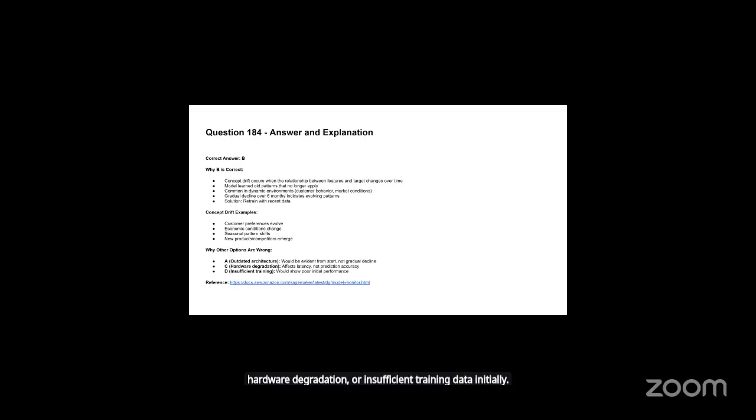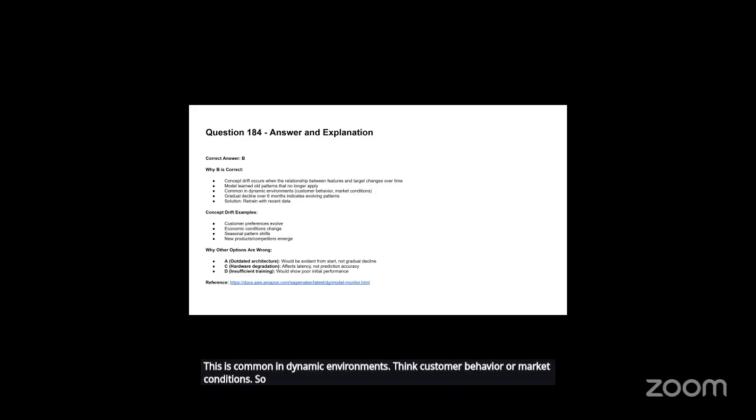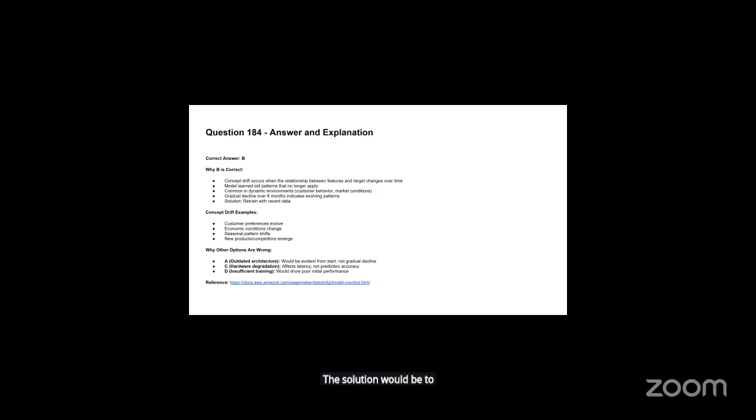B. So concept drift occurs when the relationship between features and targets changes over time. So the model learned old patterns that no longer apply. This is common in dynamic environments. Think customer behavior or market conditions. So the gradual decline over 6 months indicates evolving patterns. The solution would be to retrain with recent data.